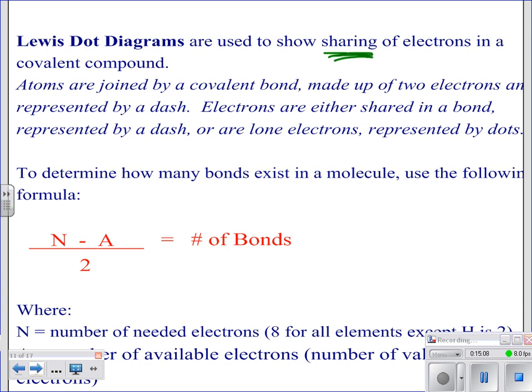Sharing of electrons, so if there's sharing going on, that's going to be covalent compounds. And again, you would notice that by seeing a bunch of nonmetals. You wouldn't notice metals in these. It's going to be a bunch of nonmetals.